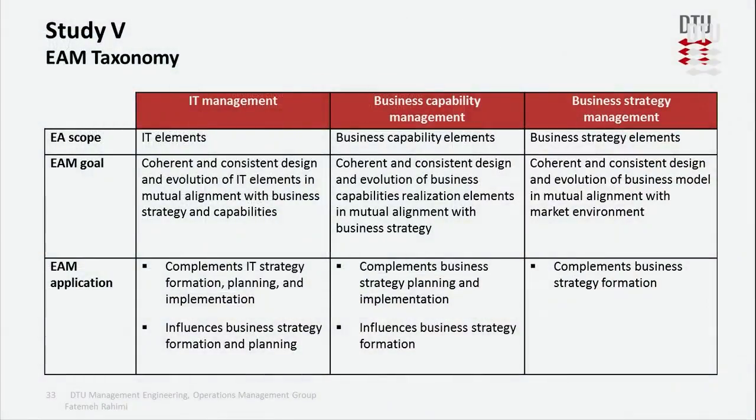And when EA scope covers business strategic elements, enterprise architecture management ensures coherent and consistent design of business strategy and business model in integration with business capabilities and IT components. The EA function formally supports the process for business strategy formation in alignment with internal resources and external environment. Because of their knowledge of the market dynamics, they may also influence the environment to bring it in line with business strategic goals.